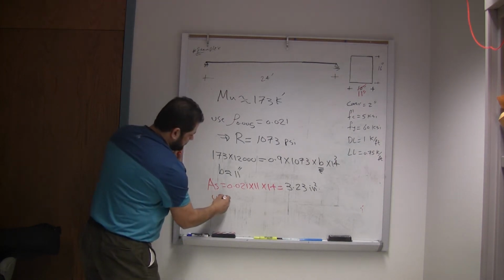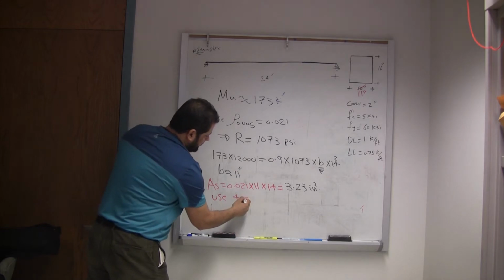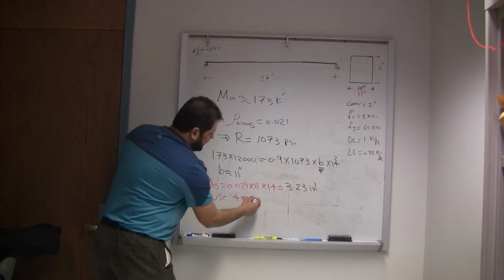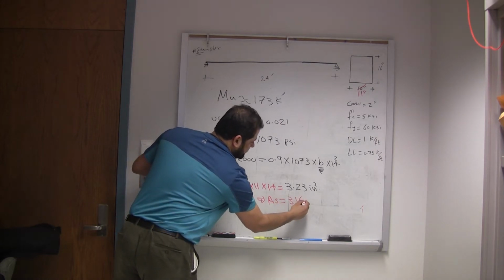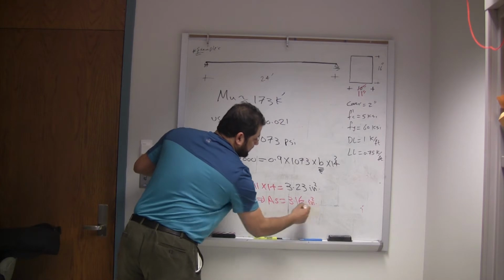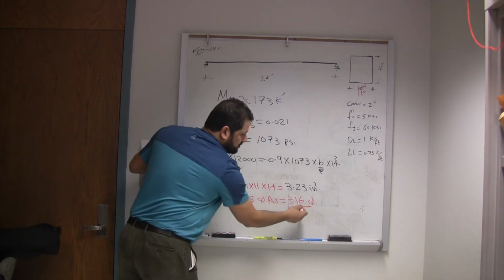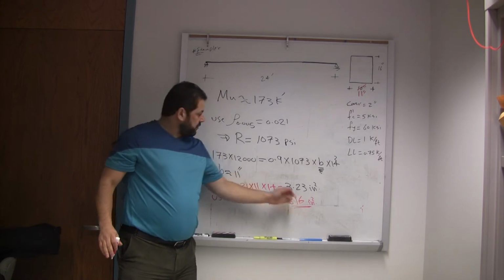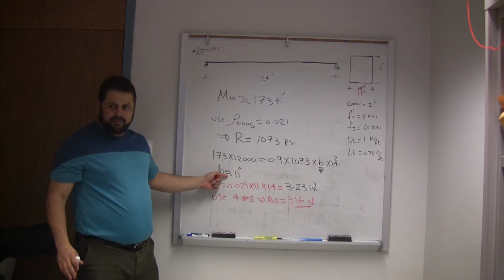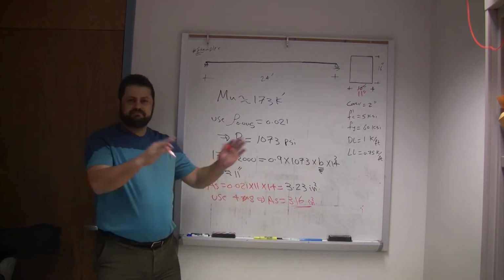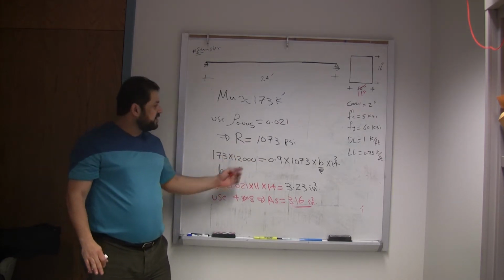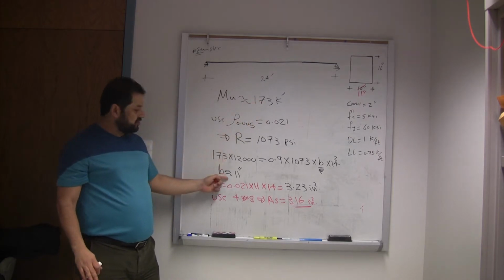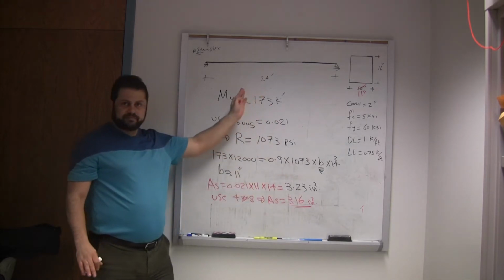Use 4 number 8. That will give you As equal 3.16 inch square. I'm fine here. I'm so close here. Why? Because I rounded this one up to 11. Now you can be safer if you put this one 12 inch, then for sure your design will be more than what you need if we have this one to be 12 inch. But now you'll be so close, almost the same.